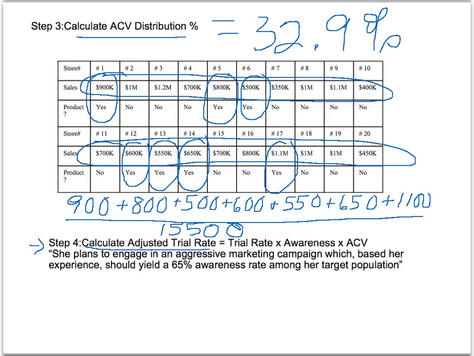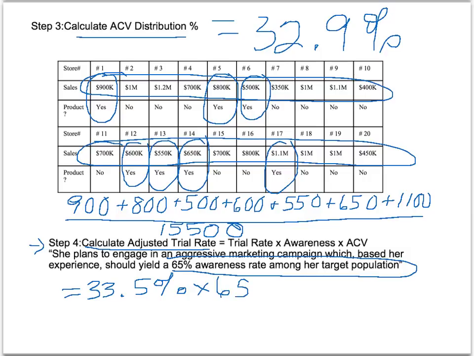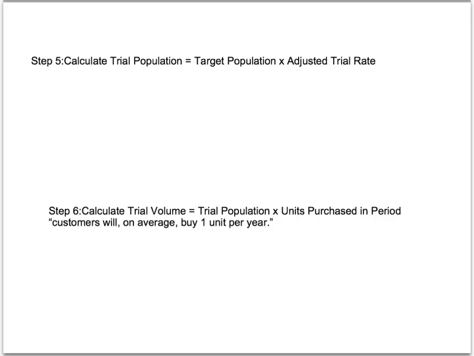Next step in the process is step 4. We want to calculate our adjusted trial rate. There we take our trial rate, which we calculated in the previous slide, of 33.5%, and we adjust it for awareness. In this case, the case gave you the awareness. I've just put a snippet of the case there to remind you where I'm getting that 65%. So awareness is 65%, and ACV was just calculated above at 32.9%, for an adjusted trial rate in this case of 7.2%.